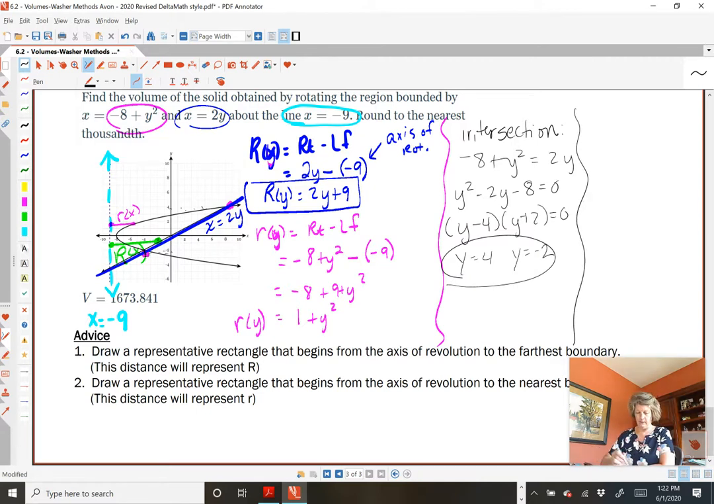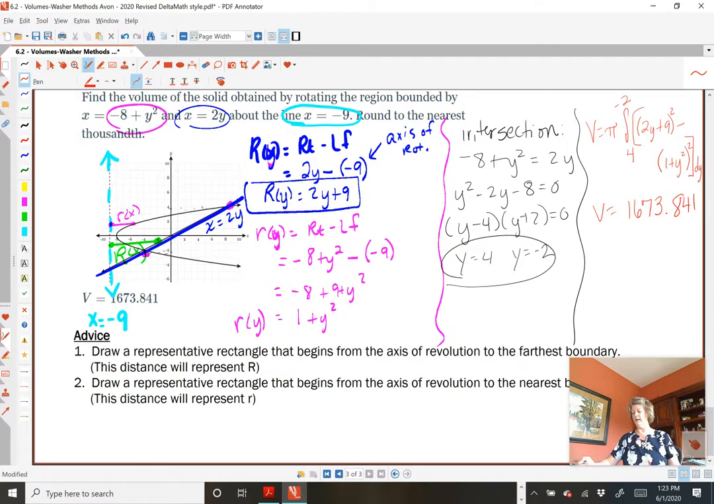All right, now, I don't have a lot of space. We're going to try and squeeze volume in here. I'll do my best. No promises. All right, volume equals pi, integral 4 to negative 2, big R squared, 2y plus 9 quantity squared, take away little r, 1 plus y squared, squared. And that stuff gets multiplied by dy. An excellent candidate for calculating in your graphing calculator to get our final answer.